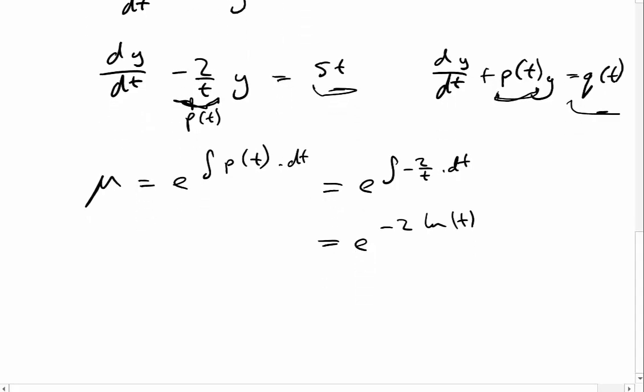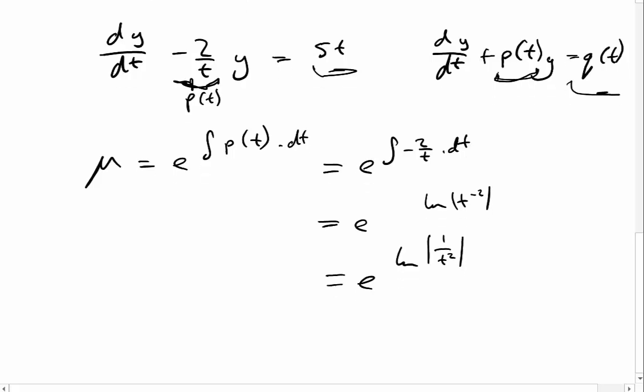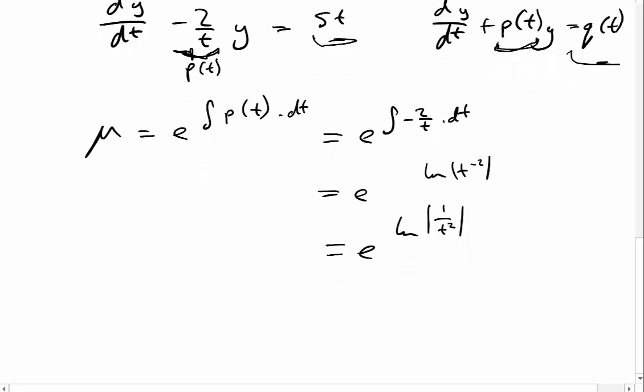I can do a little bit better than that, right? Just by power laws, I can take this minus 2 and put it up here with the t, raising t to that power. So I can change it to e to the ln of t to the minus 2. T to the minus 2 is 1 over t squared. And e to the natural logarithm of something is just that something. So in other words, this is just equal to 1 over t squared.